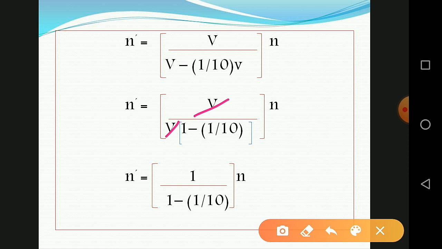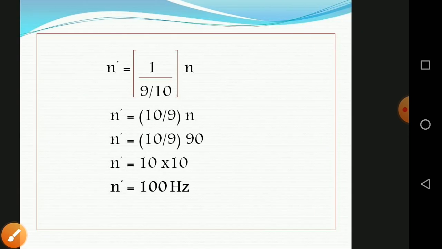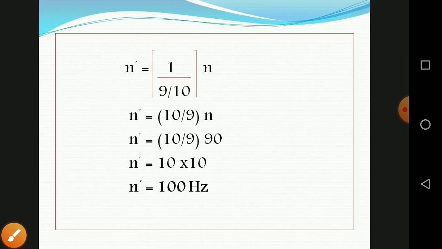So n dash is equal to 1 divided by 1 minus 1 divided by 10 into n. So it gives the value of n dash is equal to 1 divided by 9 by 10 into n. So n dash is equal to, taking the reciprocal, 10 divided by 9 into n.